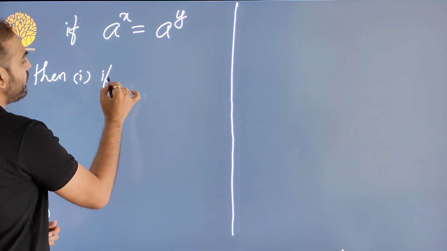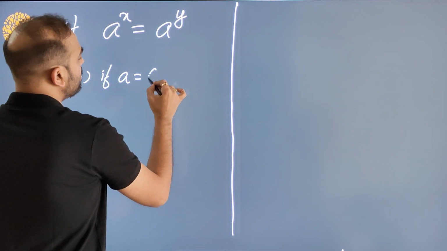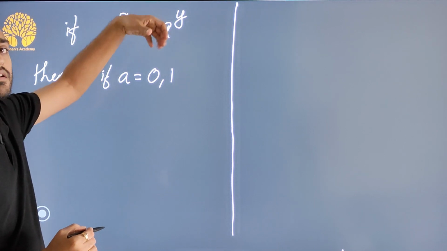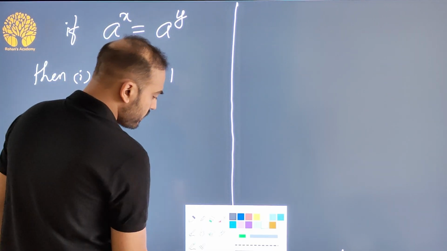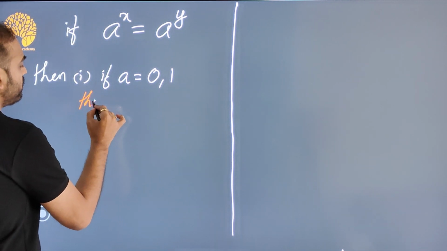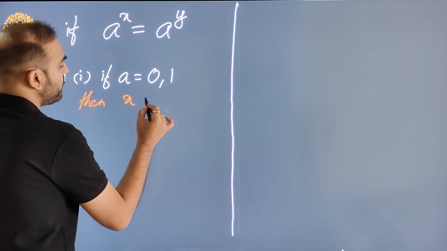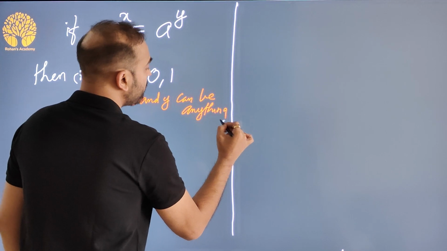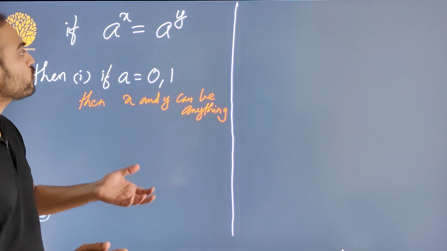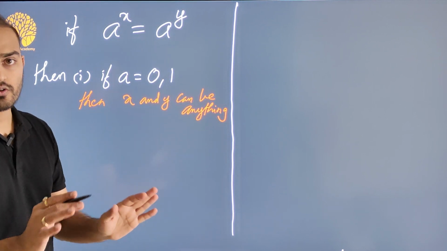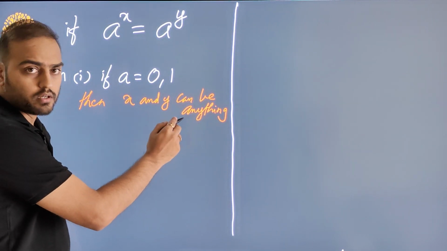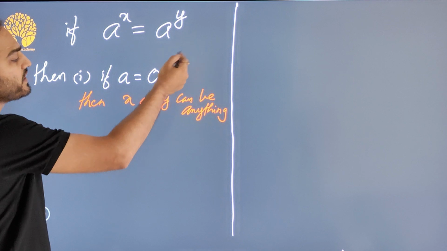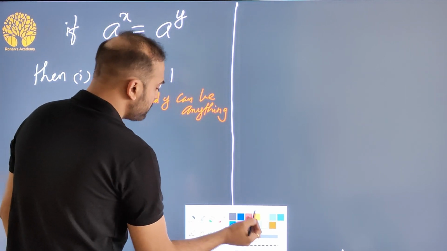Remember, if a to the power x is a to the power y, then point number one: if a is 0 or 1, see, 1 to the power anything is 1, then x and y can be anything. They need not be equal. So don't jump and say, oh, a and a are equal, so x is equal to y. No. Remember, if a is 0 or 1, 0 to the power anything is 0, 1 to the power anything is 1. So x and y can be anything.